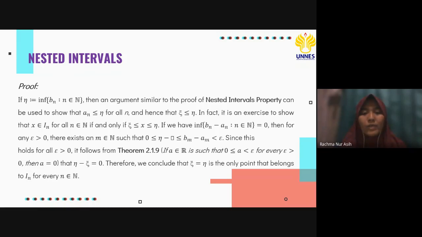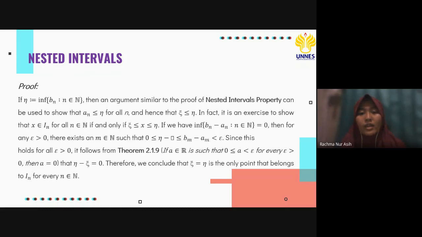If we have the infimum of Pn minus An such that n is an element of the natural numbers equals 0, then for any epsilon greater than 0, there exists an n in the natural numbers such that eta minus C is such that 0 is less than or equal to eta minus C, which is less than or equal to Pn minus An, which is less than epsilon.